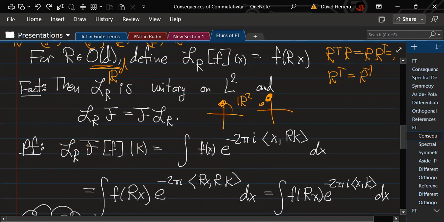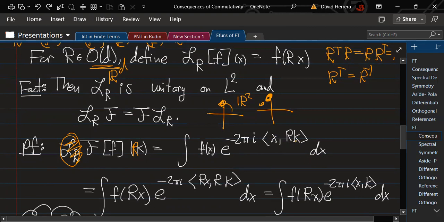So what is that? Well, this part right here says if I apply this to this function, that means I just put the R on the inside of the k, and then I calculate what that is. Well, I know what that is. That's just the integral of f times e to the 2 pi i x times the argument Rk, dx.